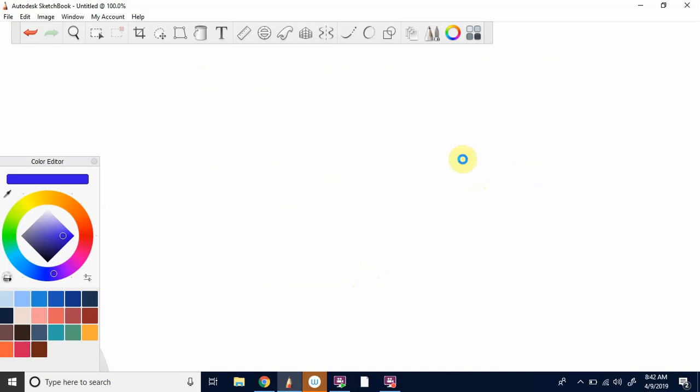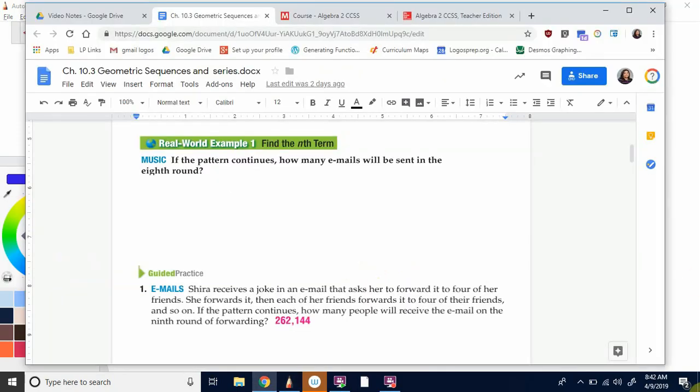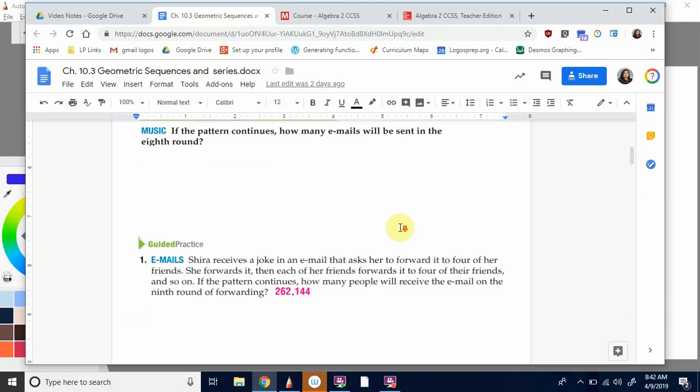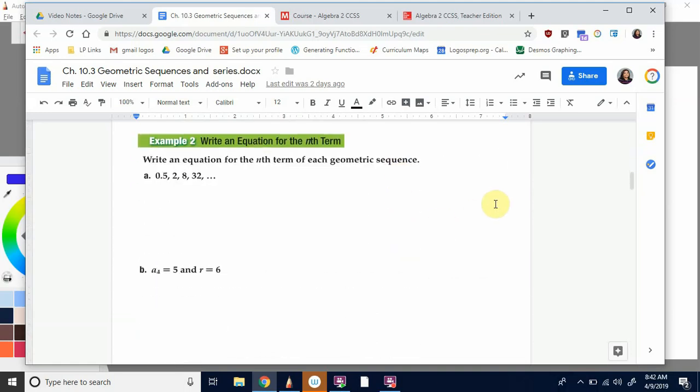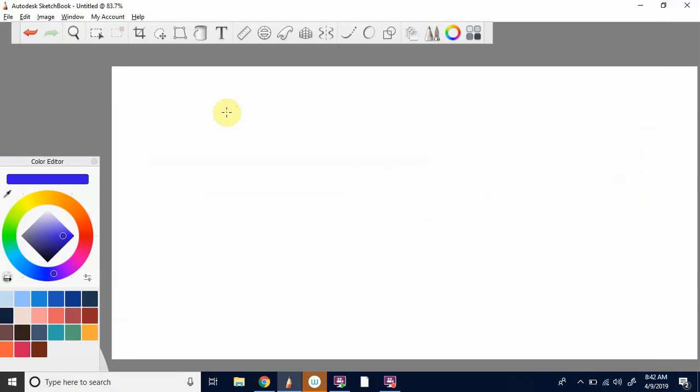Okay, so example 2 asks us to write an equation for the nth term. They give us the sequence, the pattern: 0.5, 2, 8, 32. It says write an equation for the nth term of a geometric sequence. So we have to start off with, what is our formula? a sub n equals a sub 1 times r to the n minus 1.